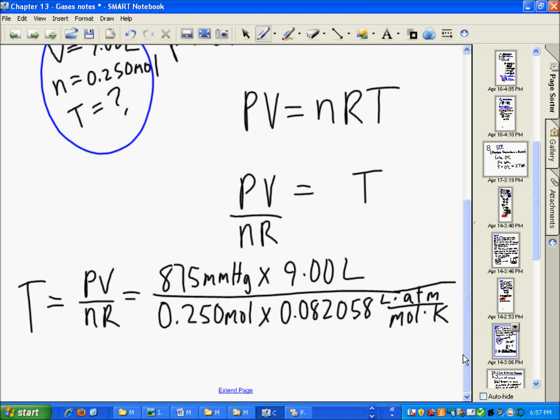And at this point, Tamara's smiling. What are you smiling about, Tamara? I don't have enough room. Oh, you're running out of room. Okay. Before you do the calculation, don't do the calculation yet. Look at your units and tell me if you see any issues with the units.